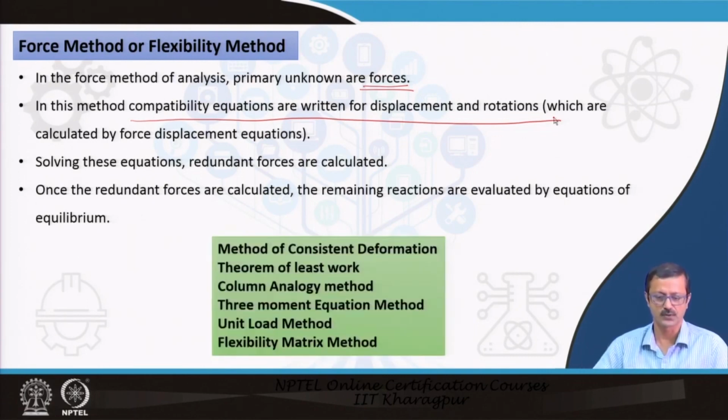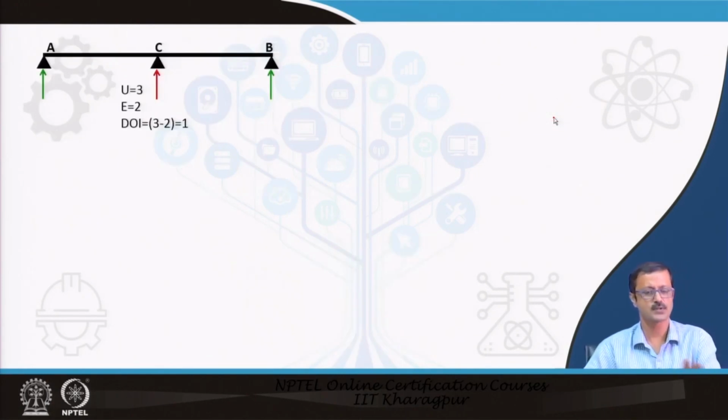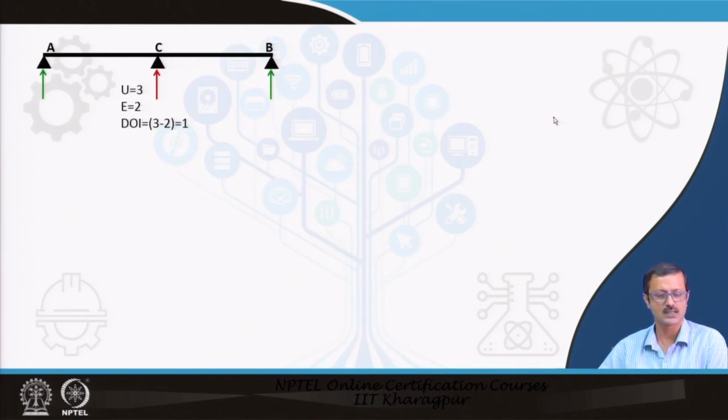So, I will give you an example. Some of the examples of the force method are the theorem of least work, method of consistent deformation, column analogy method, 3 moment equation, unit load method, and the flexibility matrix methods, which are under the force method, where force is unknown. So, suppose this particular structure, what is happening here?